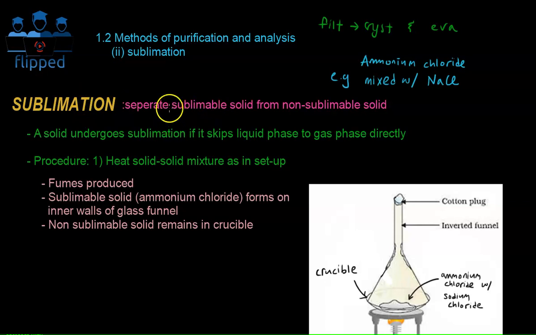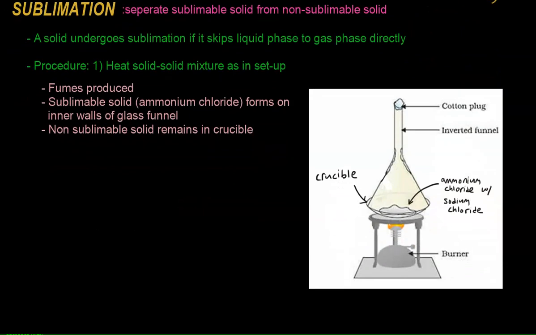Sublimation is to separate a sublimable solid from a non-sublimable one. In this case, ammonium chloride is the one that's able to sublime, but sodium chloride is not. It cannot sublime. So if we use this mixture, let's take a look at how to separate them. This is the process for sublimation.